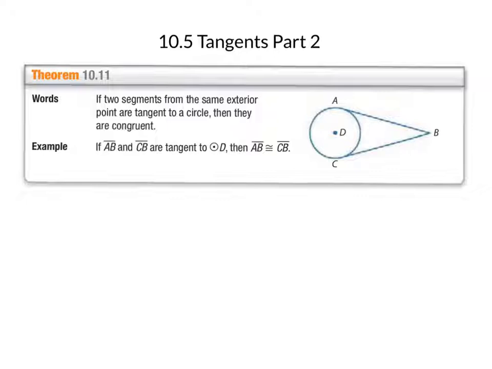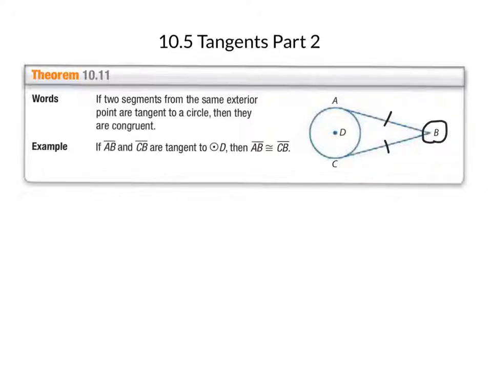Anyway, so hello everyone. Welcome to this video on 10.5, Tangents Part 2, where we will do one new theorem in this section. It's Theorem 10.11, which says, if you have two segments that are both tangent to a circle, and they have this point here in common with each other, then they are going to be the same length as each other. So if AB and BC are both tangent to the circle, then they are congruent.